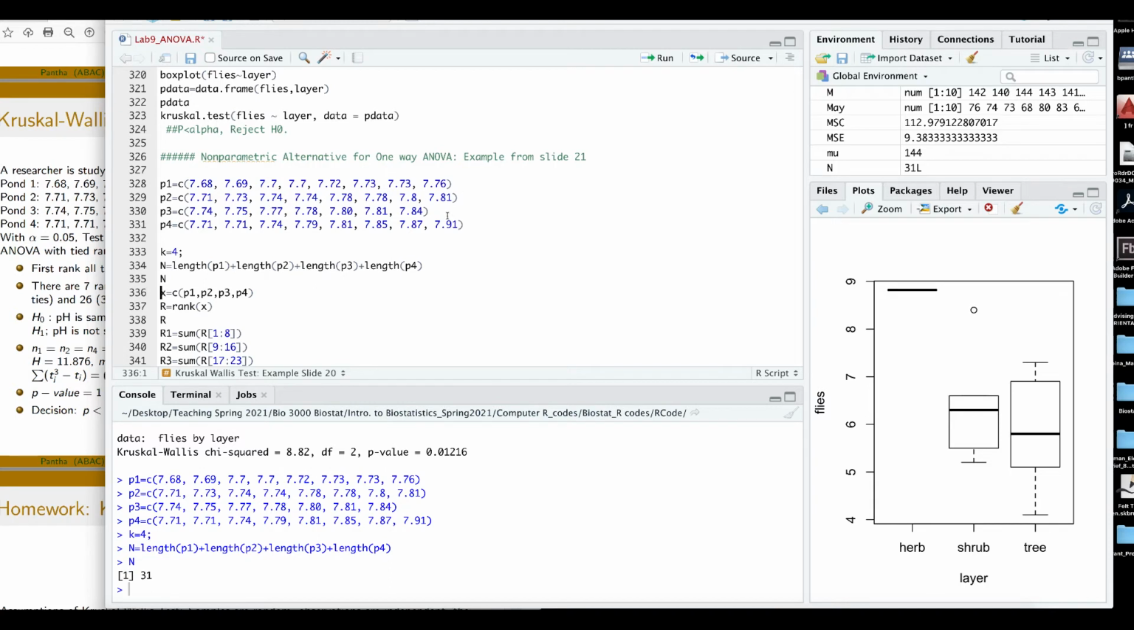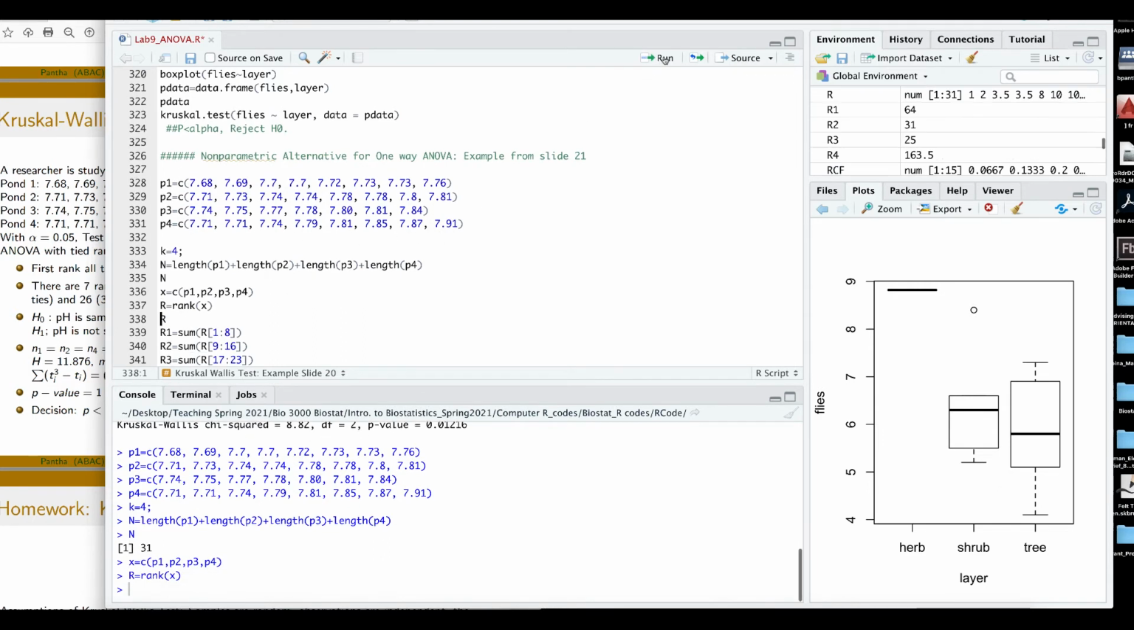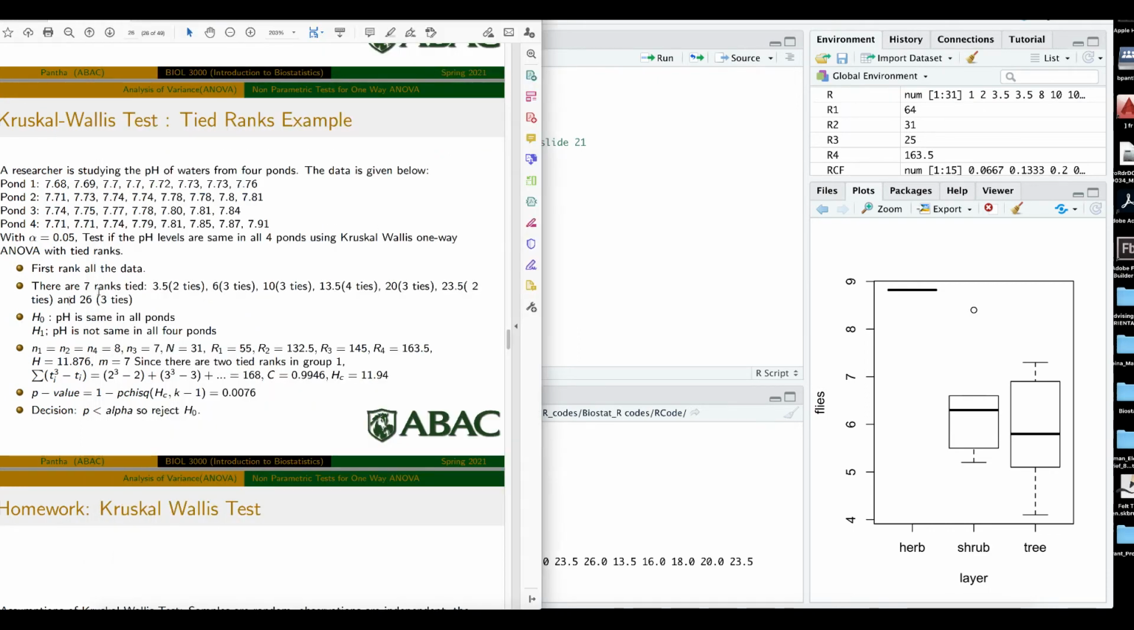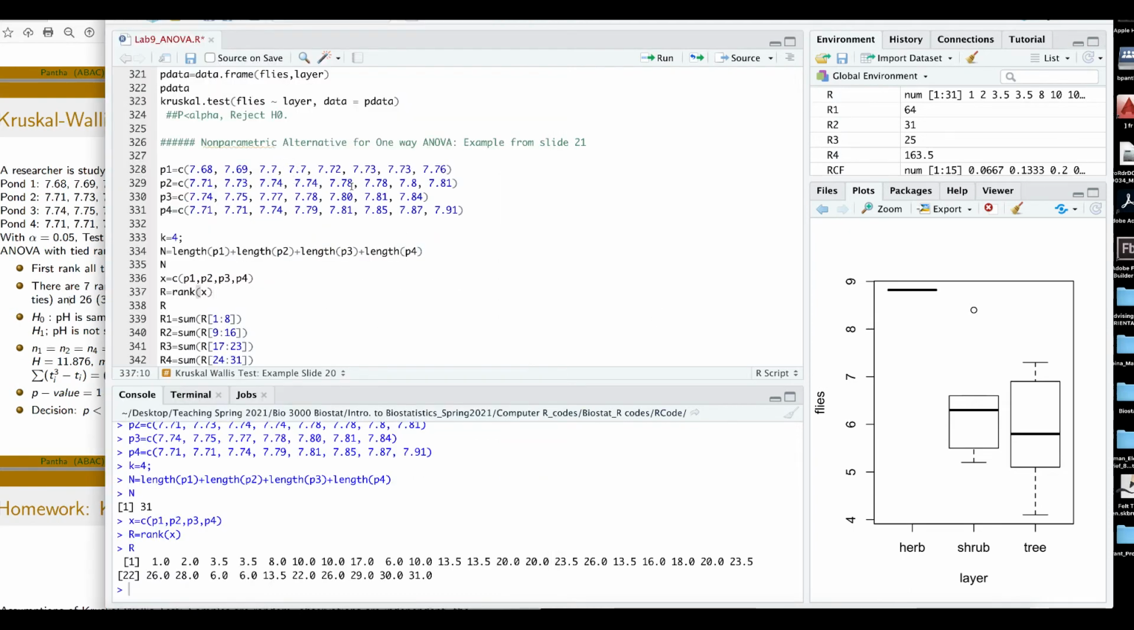I just added the number of data points in each of those. Then I'm putting all of them together, that is X, and I am going to rank the X. These are the total ranks when you combine all these in the same group and then rank them in increasing order. So you see that there are 7 tied ranks. There are 7 of the numbers repeated.